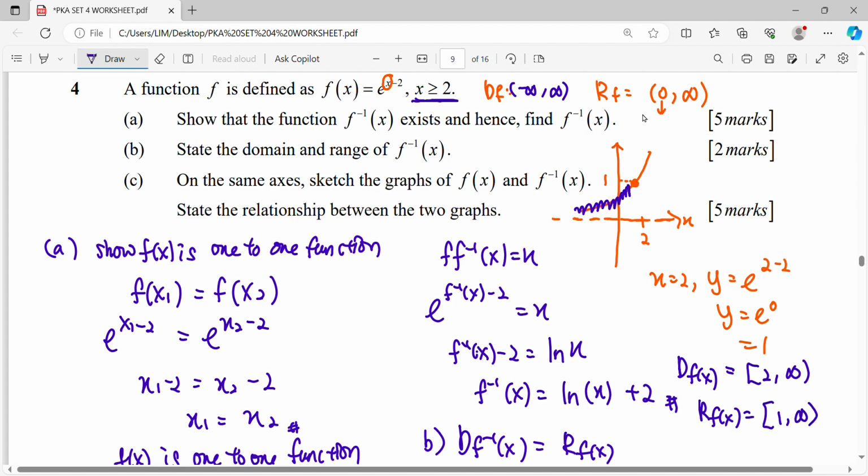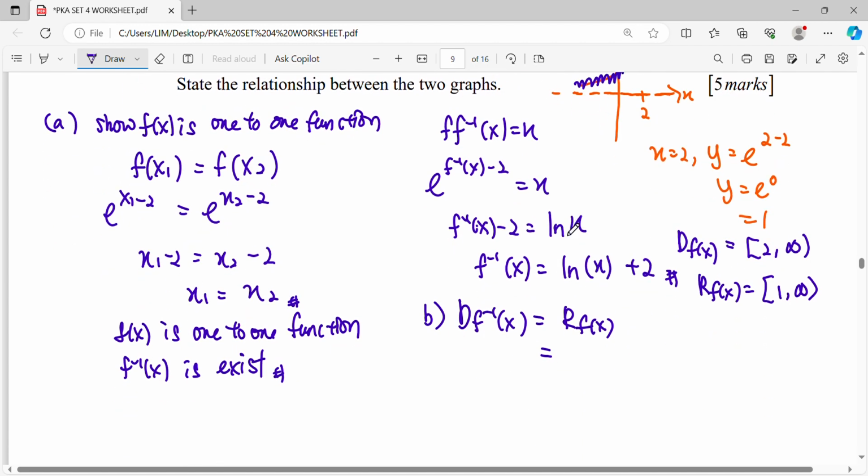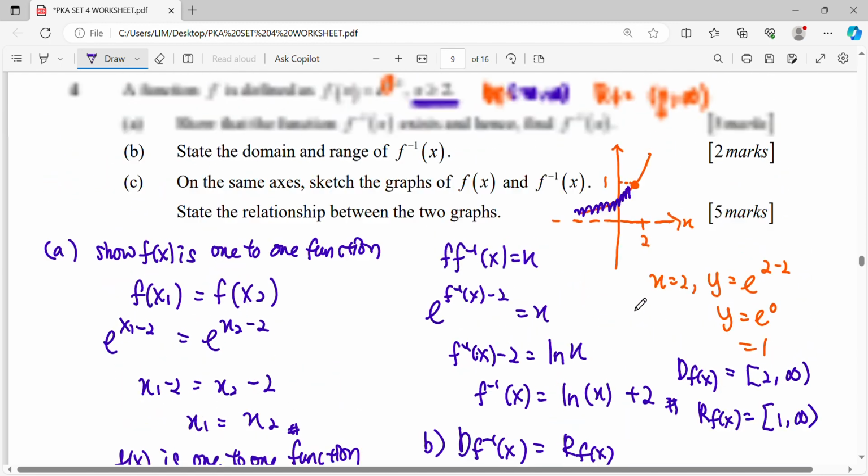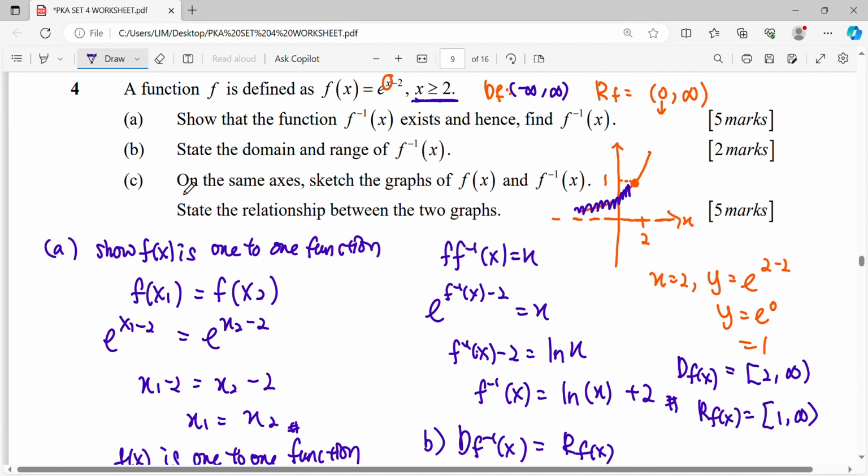So coming back to the domain of f inverse, it refers to the range, so it will be 1 to infinity. When you want to find the range of f inverse, we refer to the domain of the function, which is 2 to infinity. Then continue with that. They say that on the same axis, we have to sketch the function and f inverse and state the relationship between these two graphs.